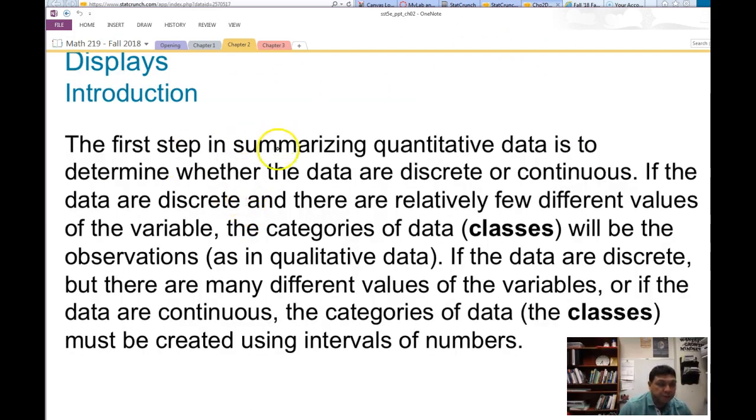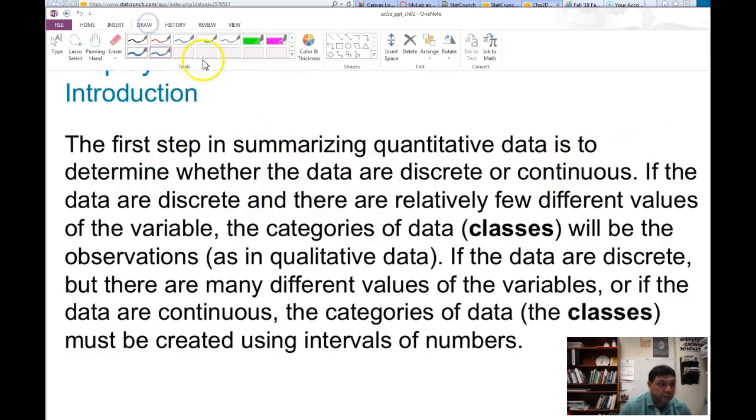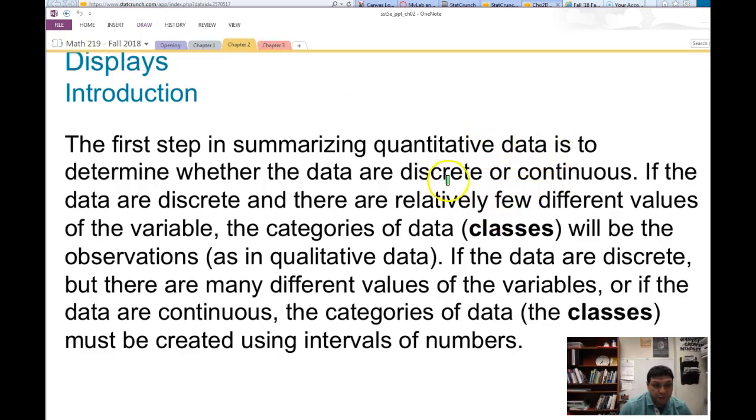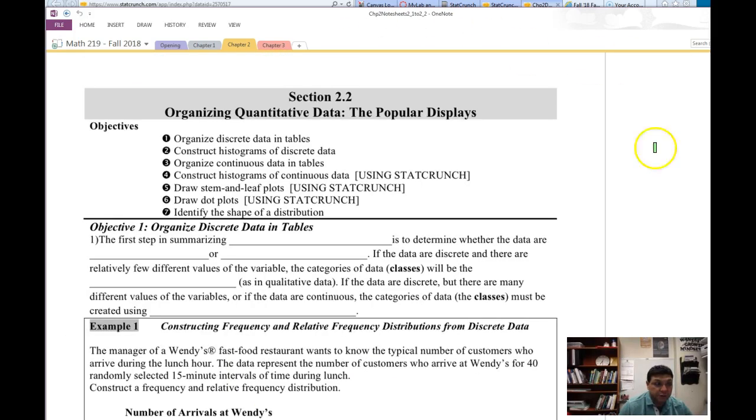The first step in summarizing quantitative data is to determine whether data are discrete or continuous. You would fill that in on your note sheet there. If the data are discrete and there are relatively few different values of the variable, the categories of the data we call classes will be observations, as in qualitative data. If the data are discrete but there are many different values, or if the data are continuous, the categories or classes must be created using intervals. Let's go ahead and make sure you get that information in.